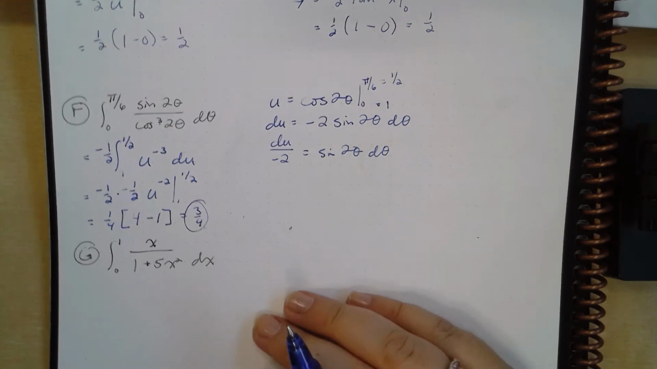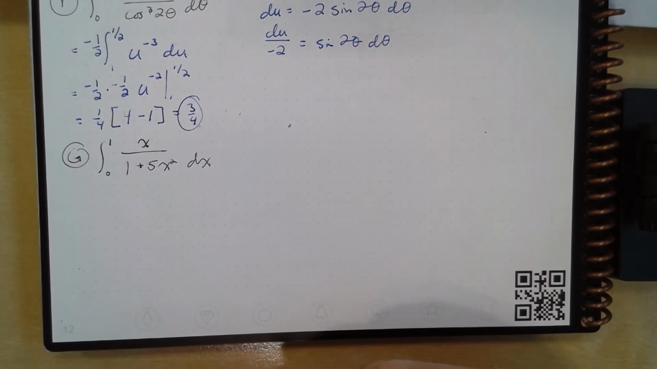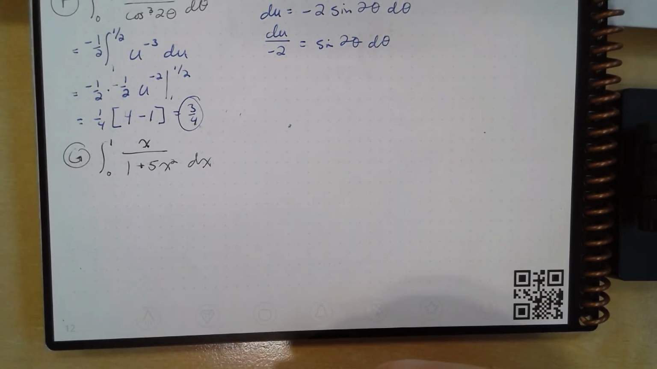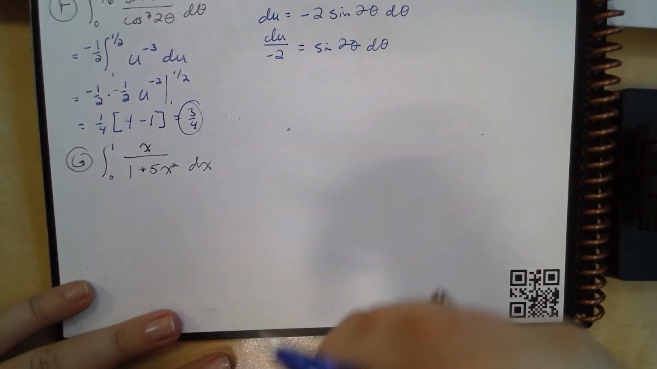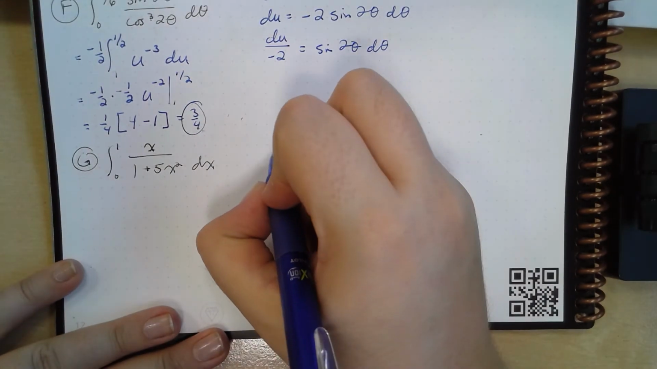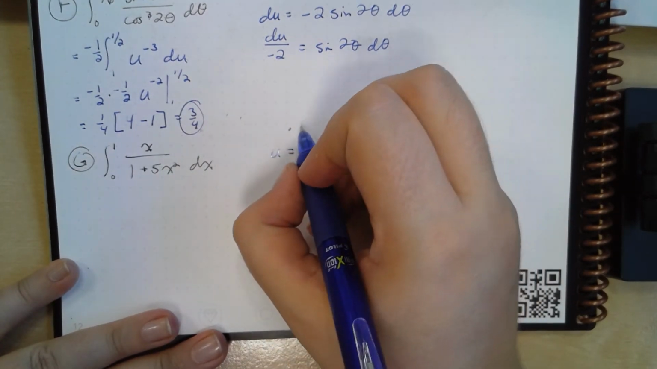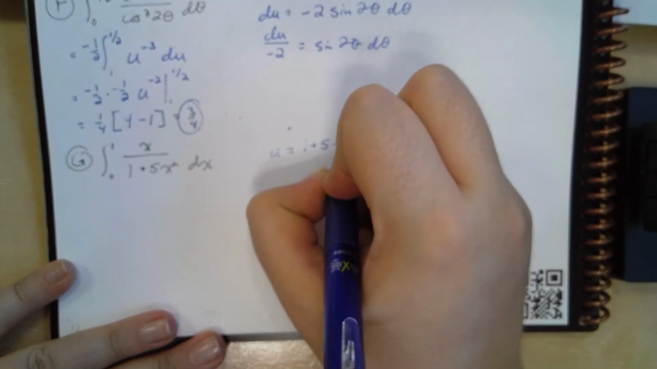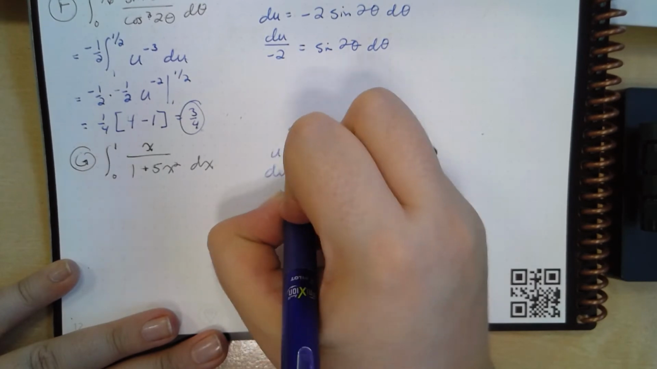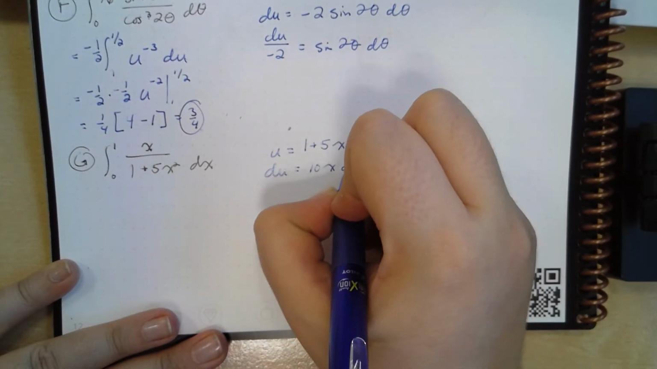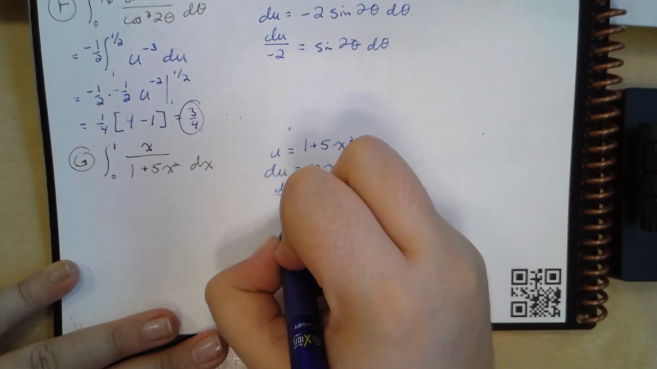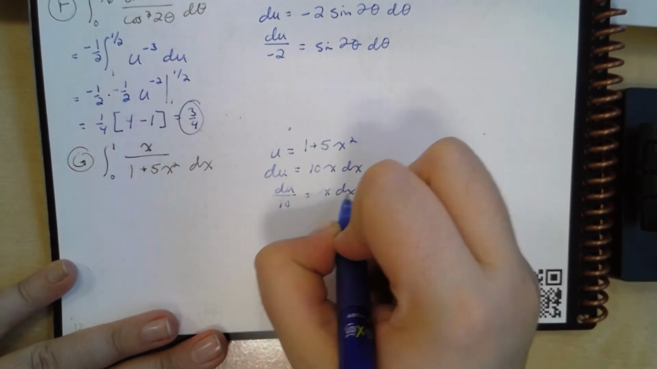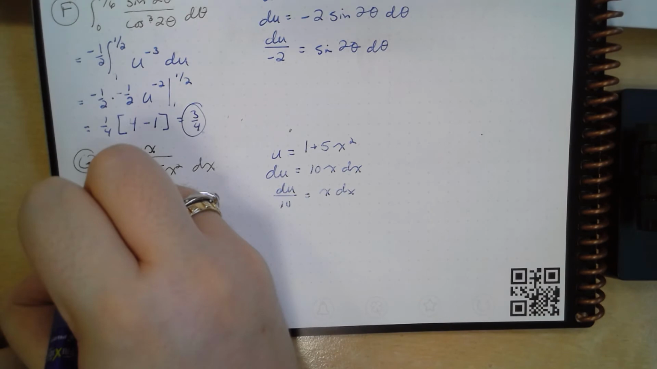All right, and our last example here, the integral from 0 to 1 of x over 1 plus 5x squared. Well, hopefully by this time you've kind of figured out what you want your u to be. And so here I would say that u is going to be equal to 1 plus 5x squared. So du is going to be equal to 10x dx. And du over 10 is going to be equal to x dx. Hopefully you can see there that this is canceled out.